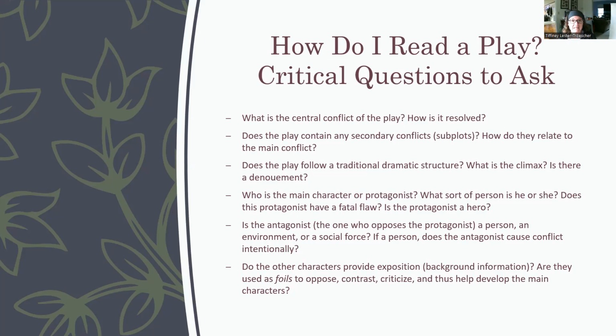So if we need any kind of background information to explain how this play starts, why, what's going on, we have to rely on the characters to converse about it. There has to be dialogue of some sort. So are those other characters, the secondary characters, providing that background information for us? Or are they used as foils to oppose or contrast and help us better understand the main characters?